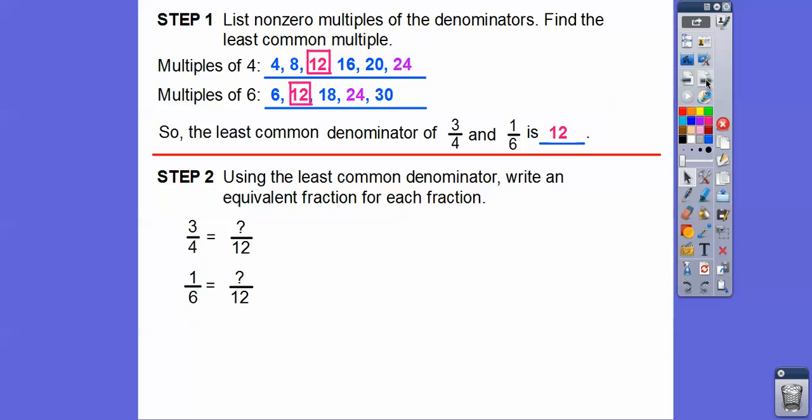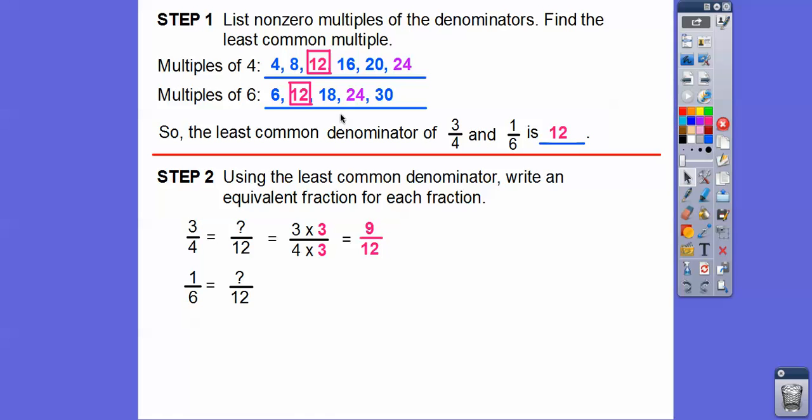Okay, step 2. Now we're going to use the least common denominator, which is that 12 right there, and write equivalent fractions for each fraction. Okay, so right here, when we did the 4, this was 4 times 1, 4 times 2, 4 times 3. So 4 times 3 gave us that 12. So we're going to multiply 3 times 3, okay? So 3/4 is going to be the same as 3 times 3 over 4 times 3. So 3 times 3 is going to give us 9, and then 4 times 3 is going to give us 12.